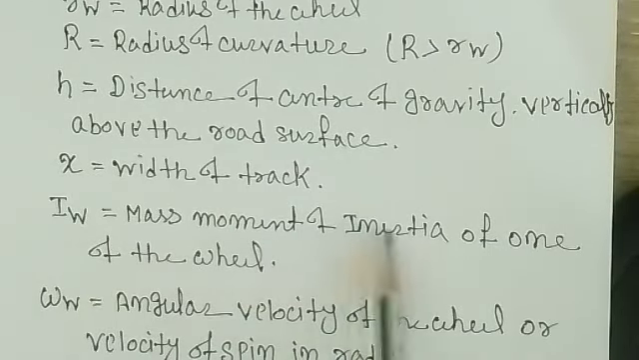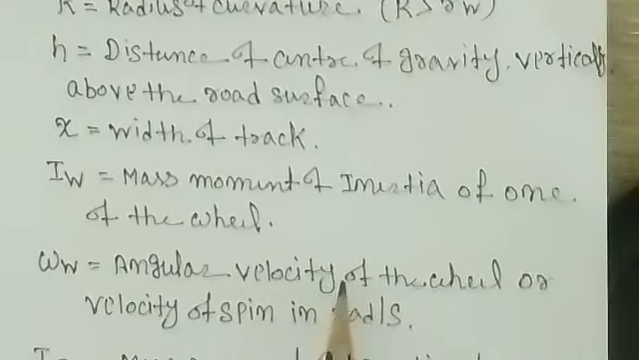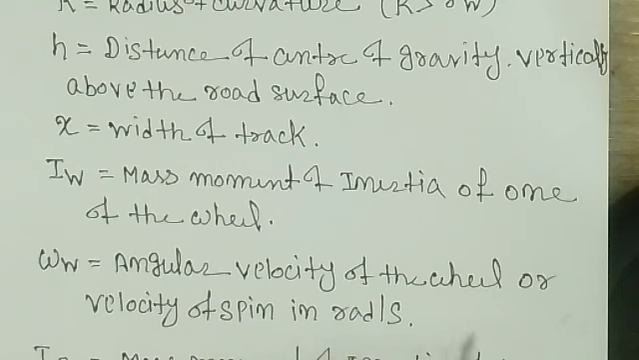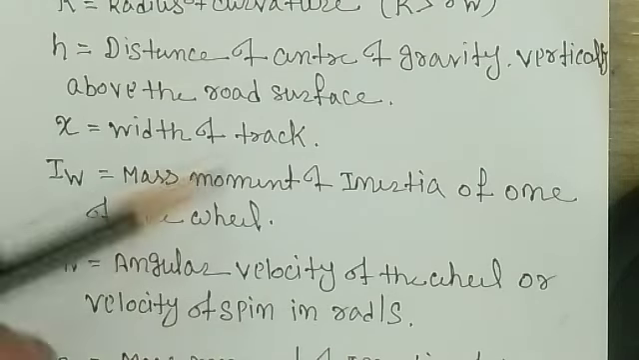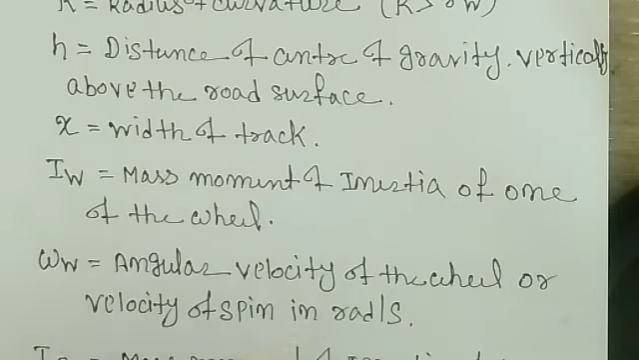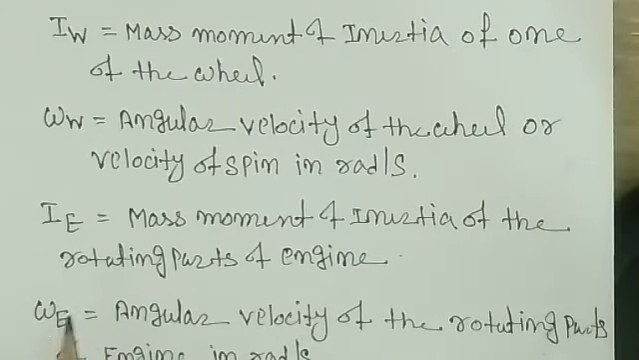IW is the mass moment of inertia of one of the wheels. Omega W is the angular velocity of the wheel, or velocity of spin, in radians per second. The spin is nothing but the speed at which the vehicle is running, or the wheel is rotating.